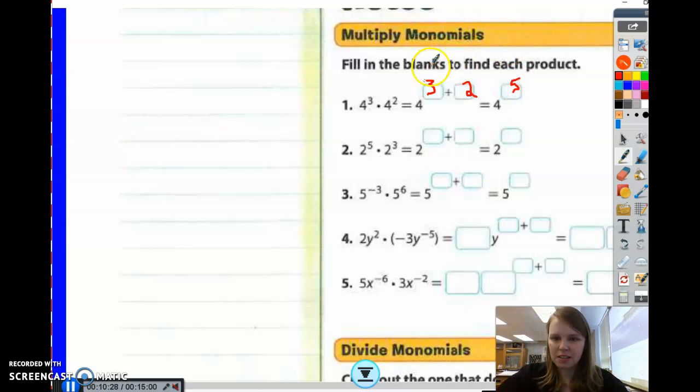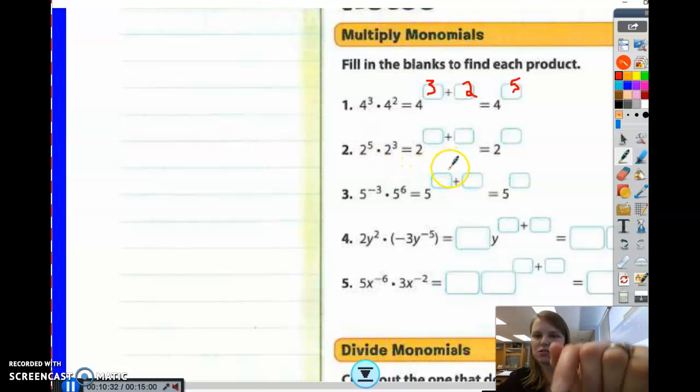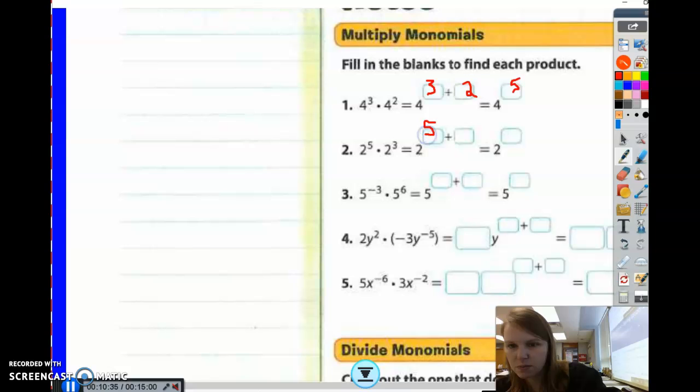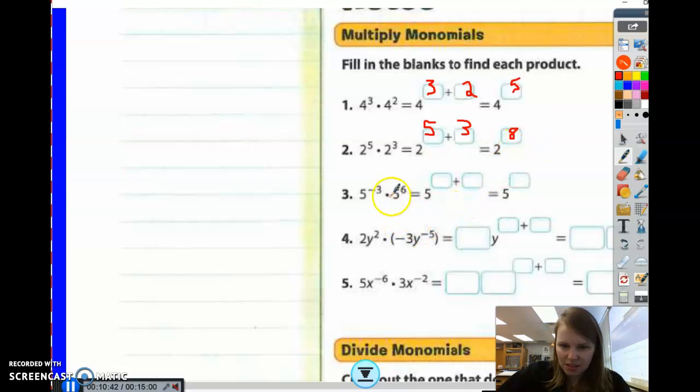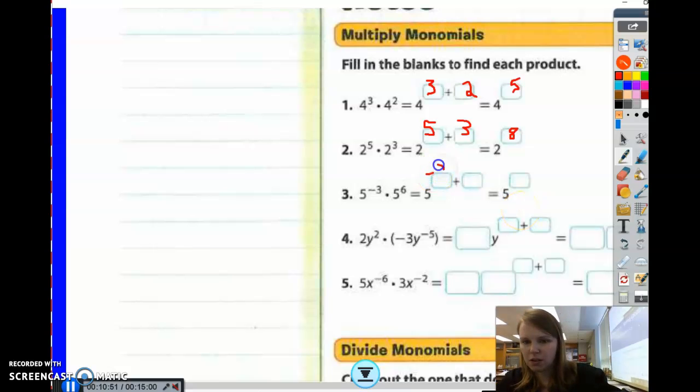Alright. How about the next one? So this says 2 to the 5th, 2 to the 3rd, gives us 2 to the 5 plus 3, and 5, 6, 7, 8 is the result, right? Let's do another one. So 5 to the negative 3rd, 5 to the 6th. So negative 3rd, positive 6th, so we would add those together. I'm going to do negative 3, positive 6, and what is this? Positive 3 would be our answer. How about this next one?